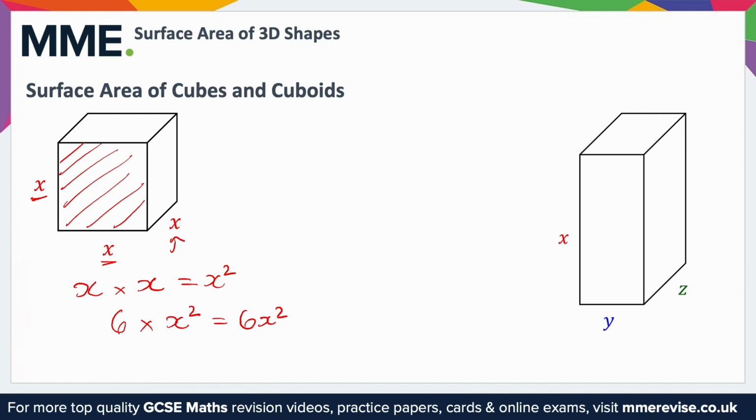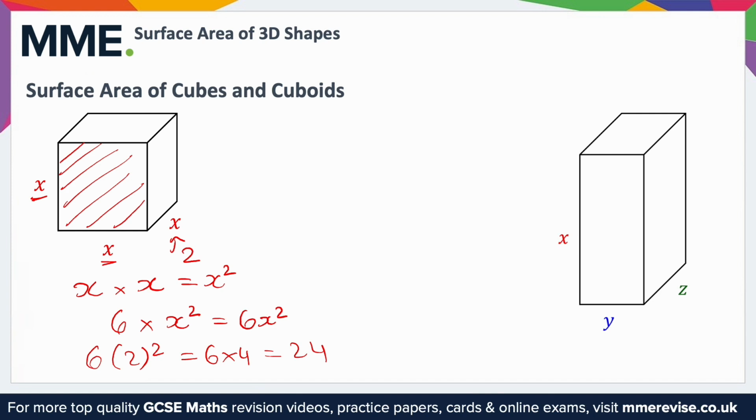So for example, if I make x 2, then the surface area of a cube with side length 2 would be 6 times 2 squared. 2 squared is 4. So this reduces down to 6 times 4. 6 times 4 is 24. And then of course add whatever unit. So it could be centimeters squared, meters squared, etc.